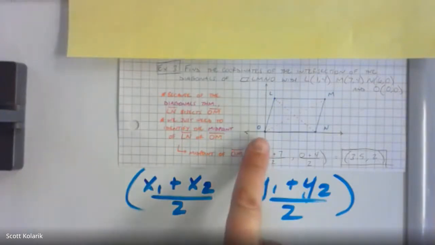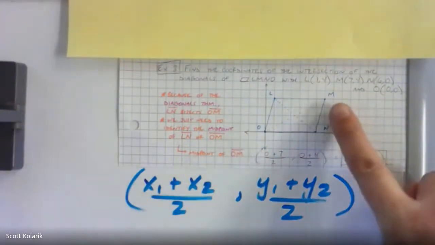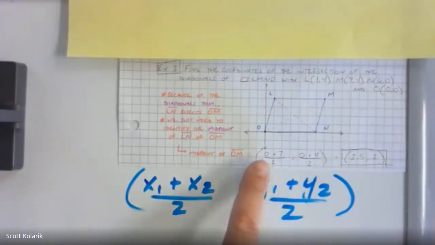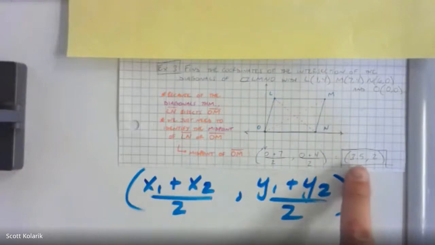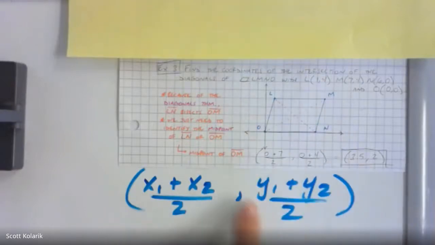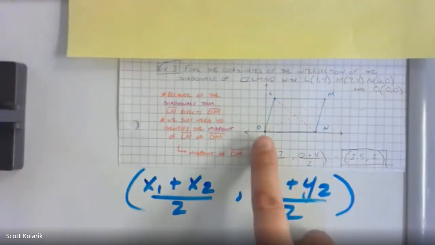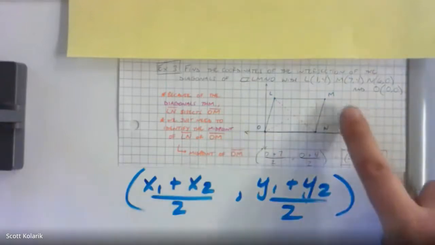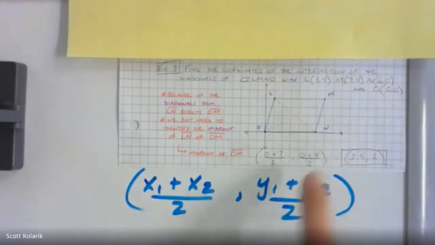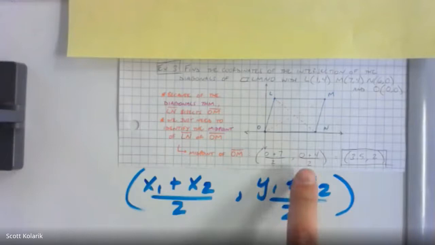So here, if I'm talking about the X values, the X value for O is 0, the X value for M is 7. 0 plus 7 divided by 2 would give me 3.5. The Y value of O is 0. The Y value for M is 4. 0 plus 4 divided by 2 gives me 2. There's my midpoint.